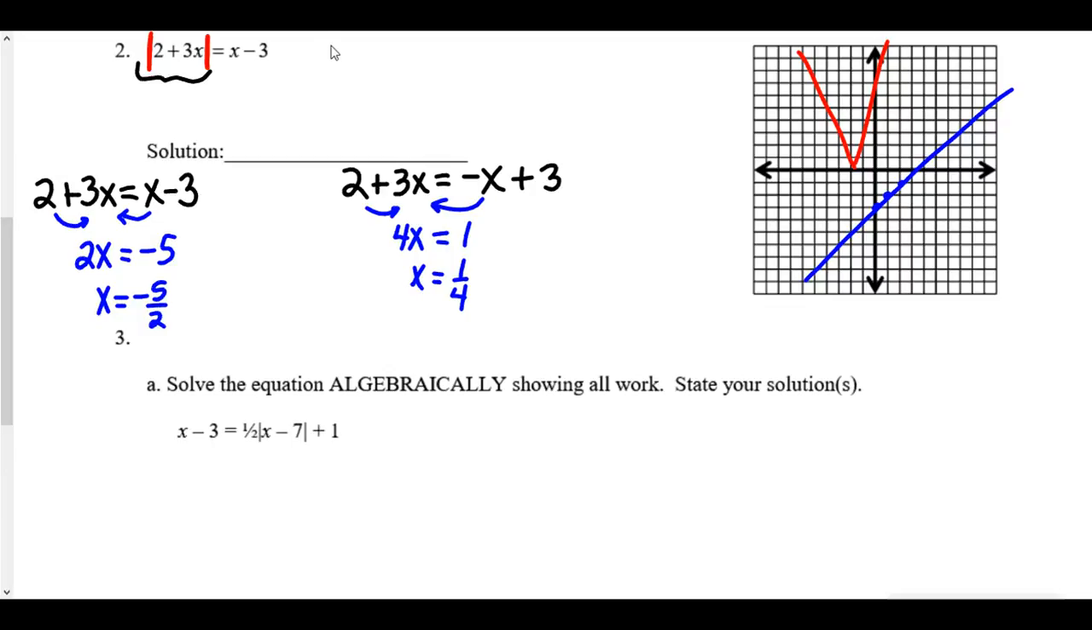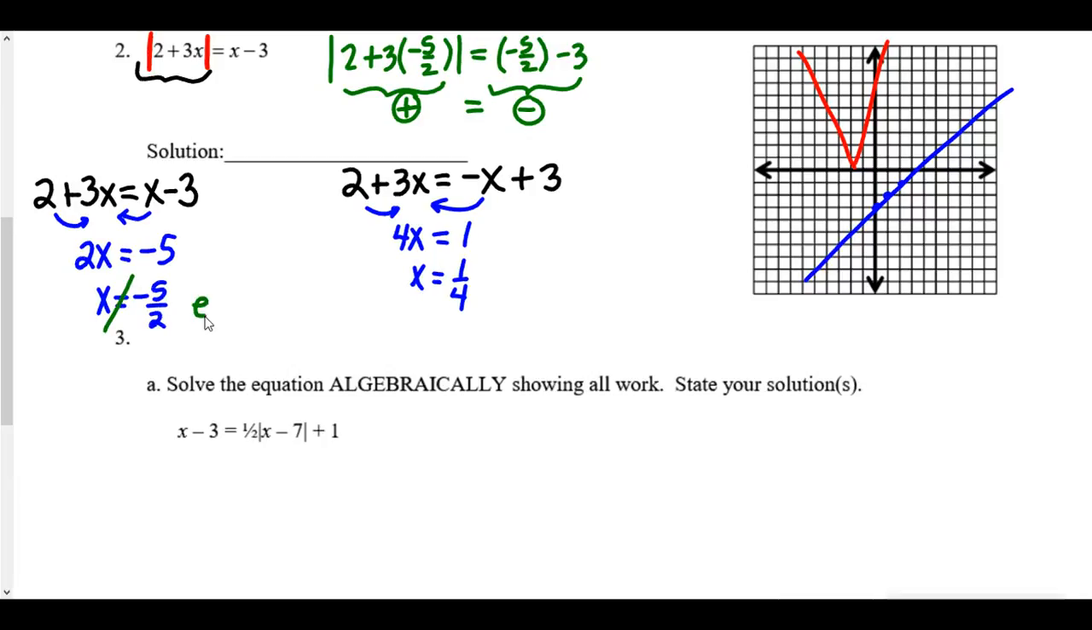So if I'm plugging into the original, I'm going to plug in -5/2 for x. And then on the right, I'm also going to have to plug in negative 5/2 for that x. Okay, right away I can tell that this one is not working. Whatever I have here on the left is going to be positive, and if I simplify the right-hand side, I have a negative number plus a negative number, so I have a positive equaling a negative. This is an extraneous solution.